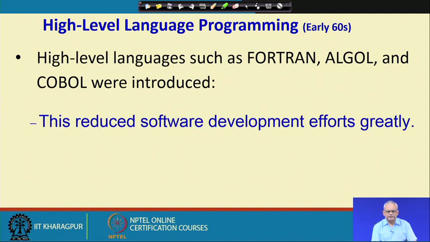That was in the 1960s, and the assembly language use was restricted, but the productivity improved significantly with high level language programming. Can you try to answer that, why is the productivity much higher using higher level programming languages as compared to assembly language programming?